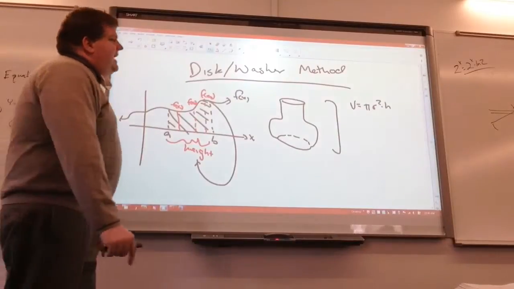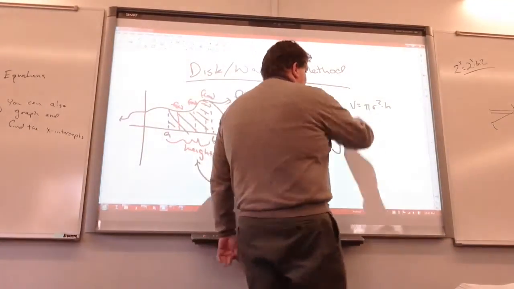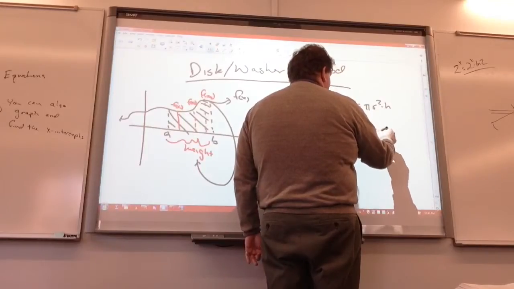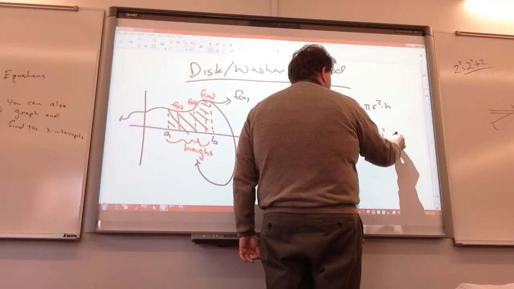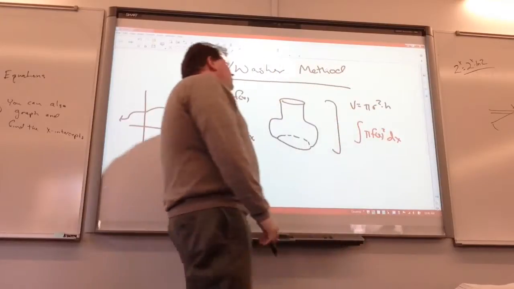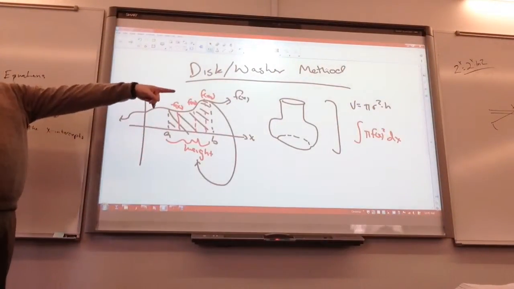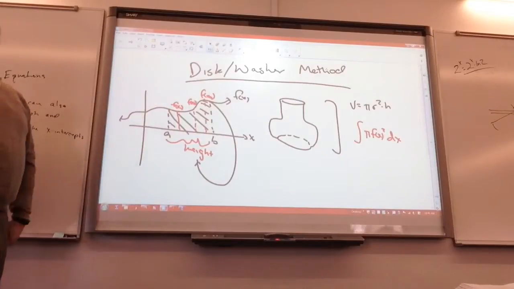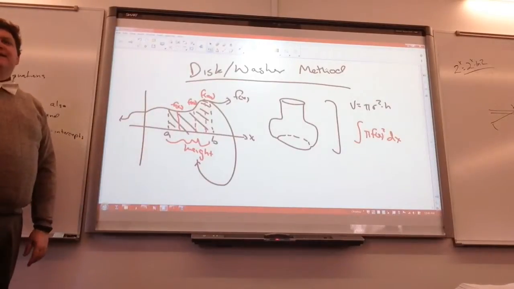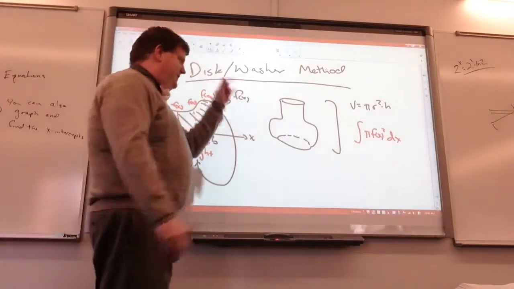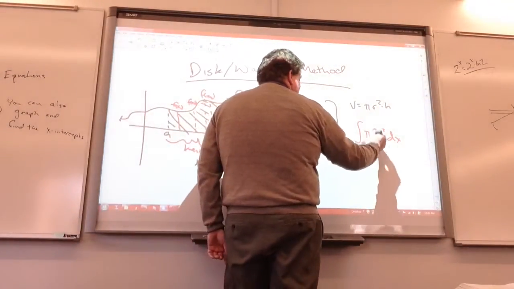So we're going to basically integrate a circle, making the radius whatever f of x is. And now, to account for the height, well, our height's from a to b. Where would we put the a and b on our integral? They would be the what? The limits of integration. Yeah, the limits of integration.